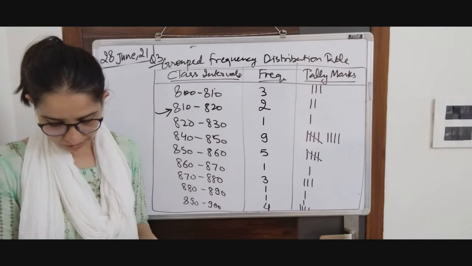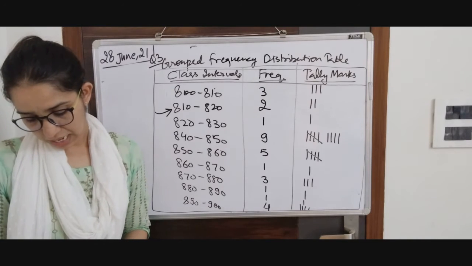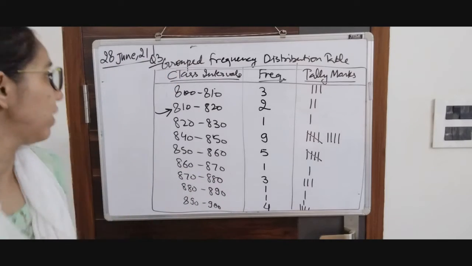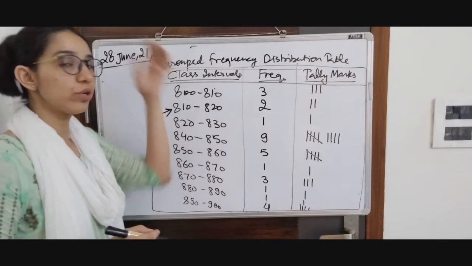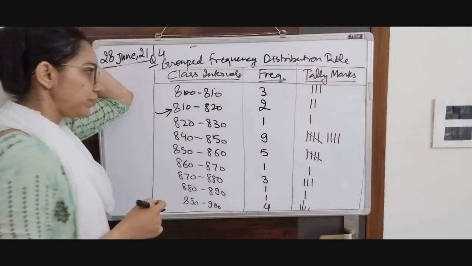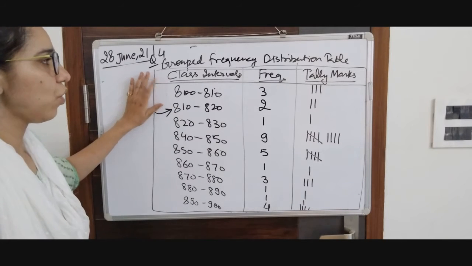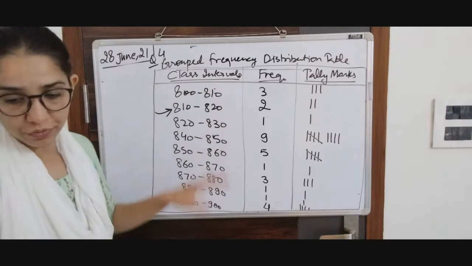Fourth one is draw a histogram for this frequency table and answer the following. So in question number 4, we have to draw the histogram for this data. So on one axis we are going to represent the class interval, and on the other axis we are going to represent the frequency.